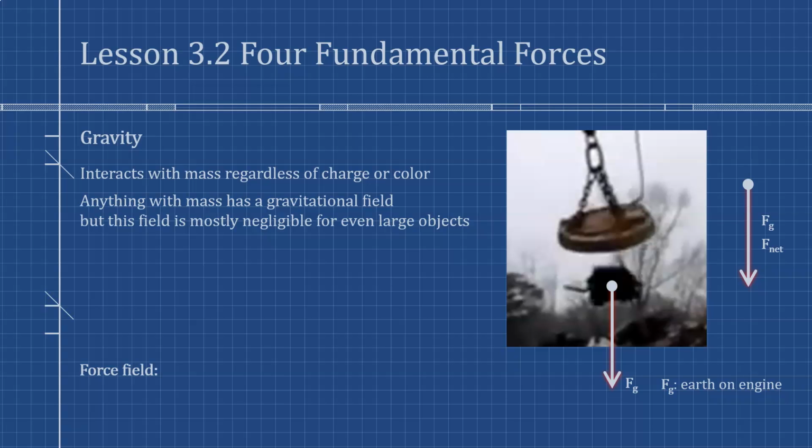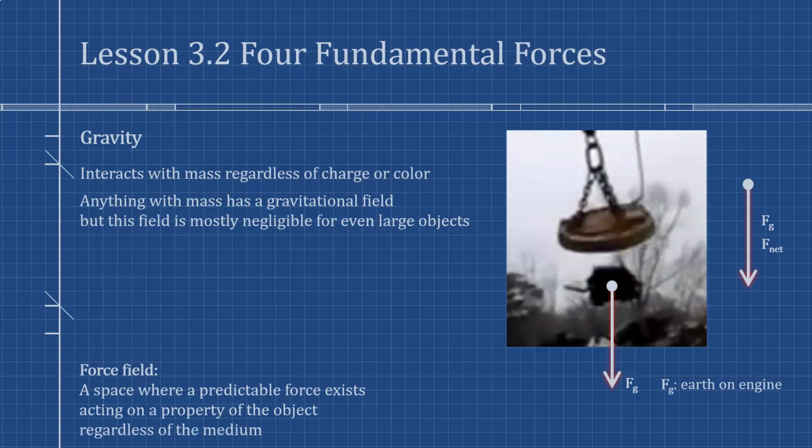We talked about a gravitational field. Let's take a moment to talk about what a force field is. A field, when we're talking about forces, is a space where a predictable force exists acting on a property of the object. With gravity, we're talking about acting on the mass of an object, but you could talk about the electromagnetic force, and how the charge of an object affects the force on it within a field of electromagnetic forces. But in this case, we're talking about gravity, and the property that we're talking about is mass. And then regardless of the medium that it's in, this force is going to act.